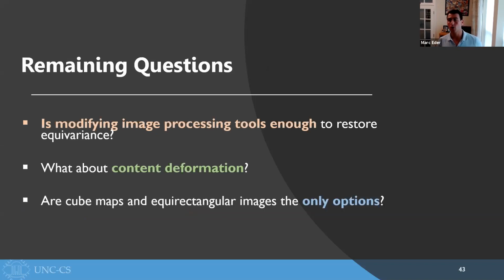And then our cube maps and equirectangular images really are only options. So unlike traditional lens distortion, as I said, which is a consequence of physical properties of the camera lens, spherical distortion is a function of our choice of representation. So maybe there's a better representation than what we're using. And this kind of brought this question to mind to me.